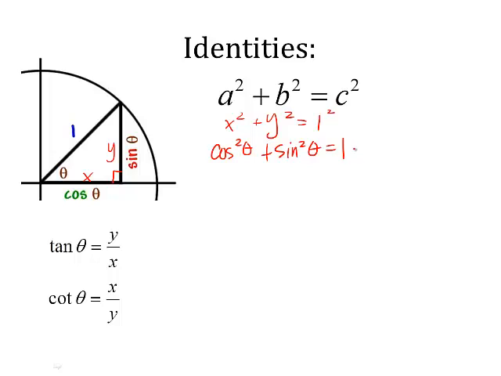there is a trig identity. That's what we call an identity. So cosine squared of theta plus the sine squared of theta has to always equal 1. All right, and that will be a helpful thing as we move along.